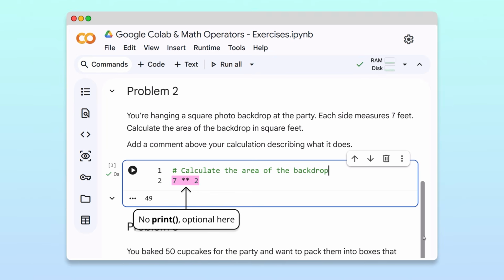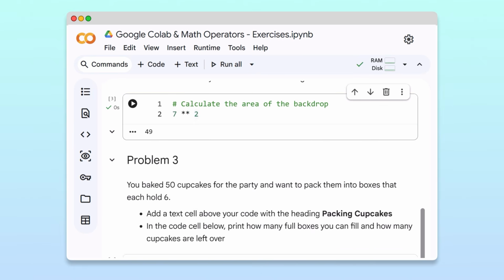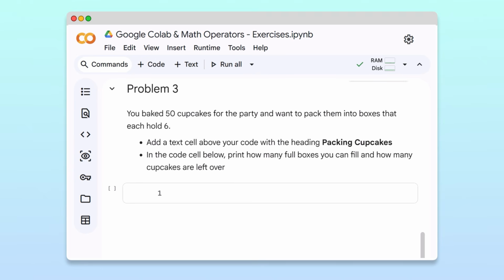Just keep in mind that the auto-display behavior is specific to notebooks like this. So if you ever run Python outside of a notebook, you need to use the print statement to see its output. Great, let's finish up with problem 3. For this problem, we're packing 50 cupcakes into boxes that hold 6 cupcakes each. We need to figure out how many full boxes we can fill and how many cupcakes are left over. We also need to add a text cell with the heading Packing Cupcakes above our code.